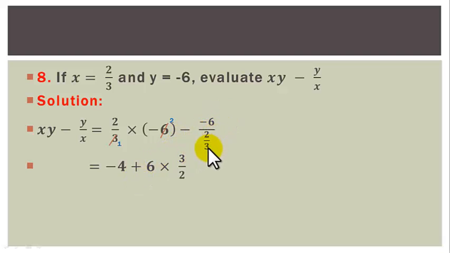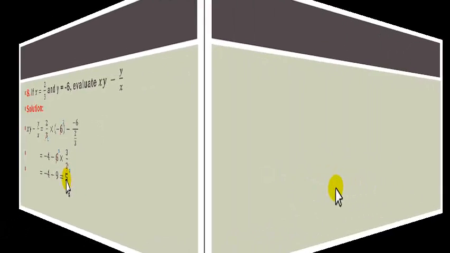Then 6 divided by 2 over 3 can be written as 6 times 3 over 2. Thus you have to invert the denominator. And here, 2 will cancel itself to give 1, and it will cancel 6 to give 3. So this will then give us minus 4 plus 3 times 3, which is 9. And minus 4 plus 9 is 9 minus 4, which is equal to 5.